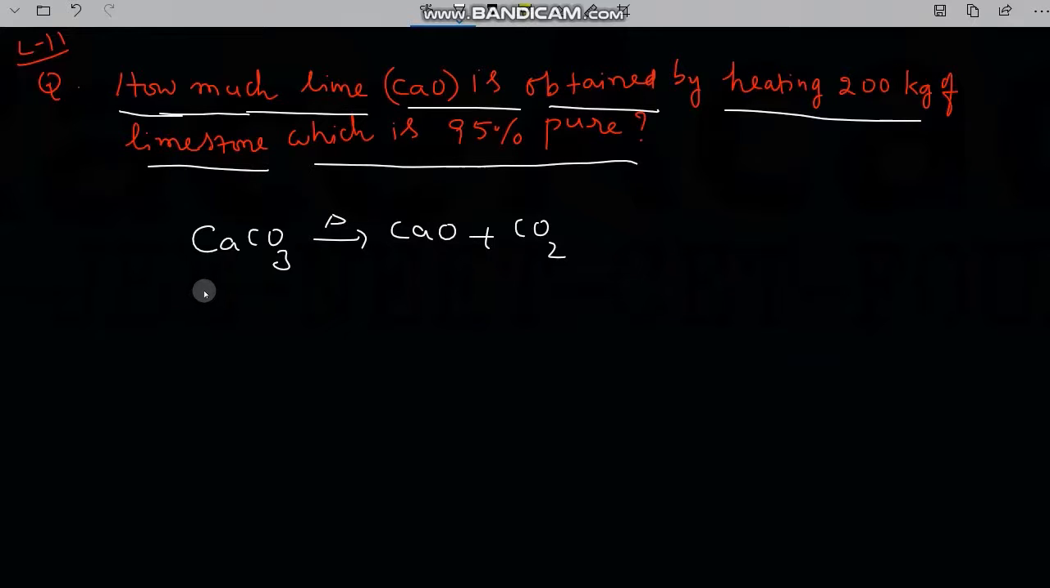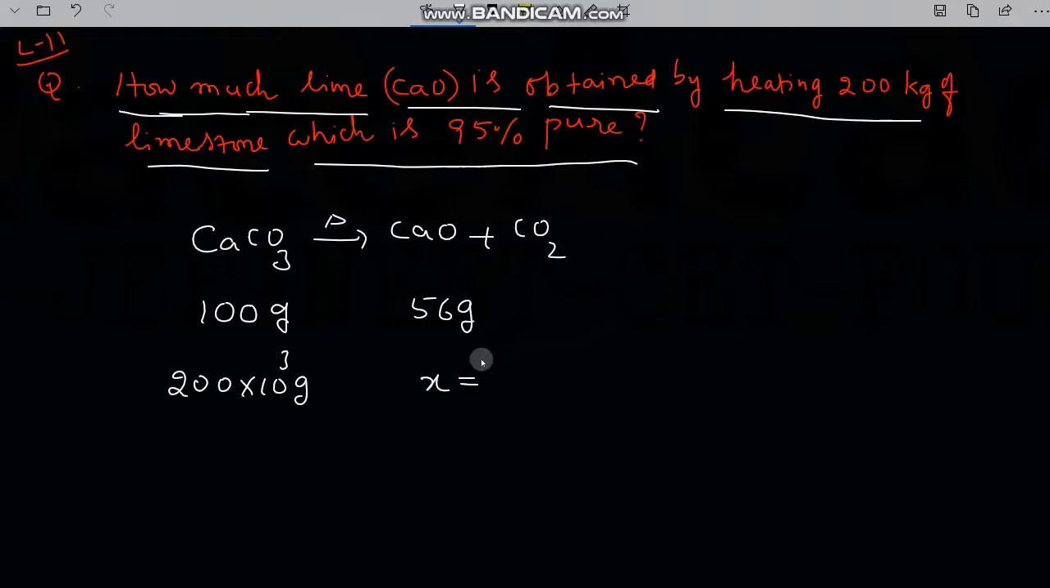From this equation, we can easily tell that 1 mole of CaCO3 is 100 grams. That 100 grams of CaCO3 is giving 56 grams of dry lime. And in the question they have given 200 kilograms. So 200 kilograms means 200 into 10 power 3 grams, which gives how many grams of CaO?